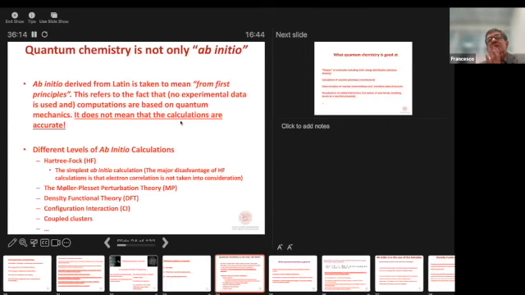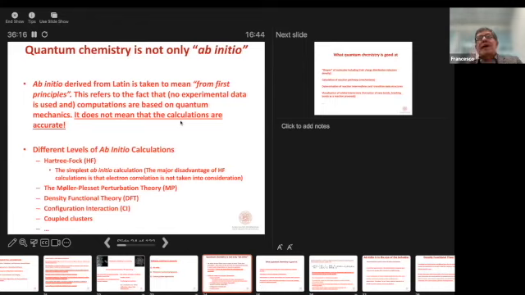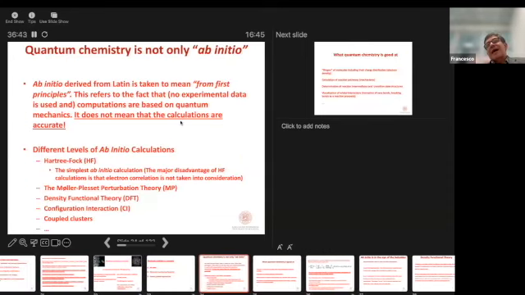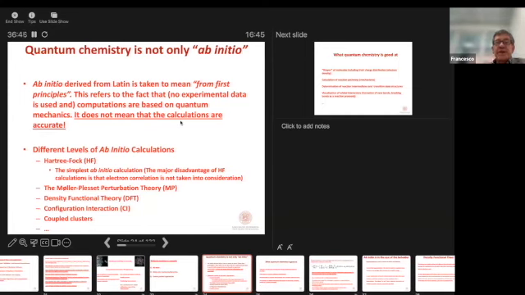Okay, so what is ab initio? Ab initio is something that we all know from our high school studies, and actually in English it means something completely different. It's taken to mean from first principles. Okay, so first principles, and ideally it refers to the fact that no experimental data are used in these calculations.